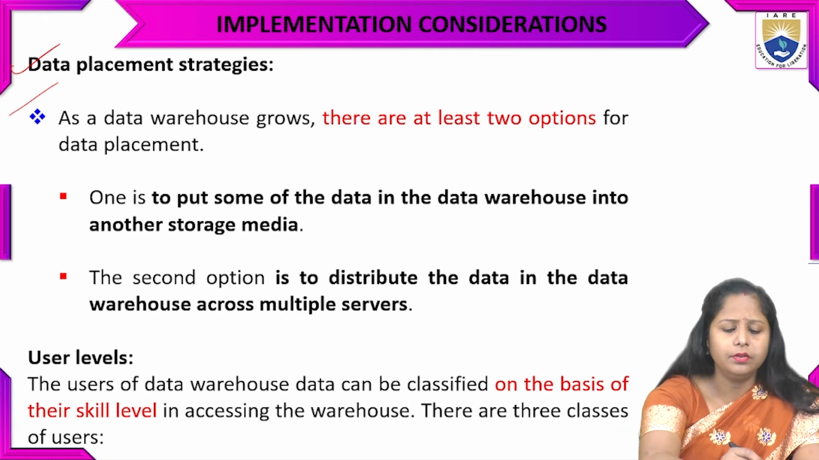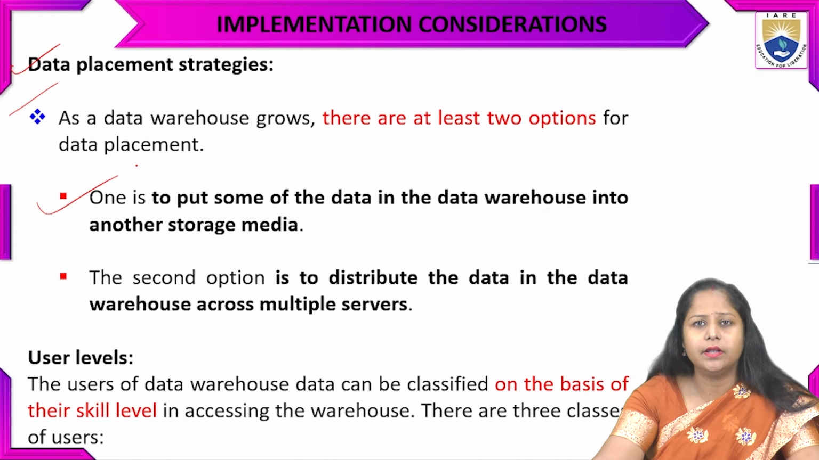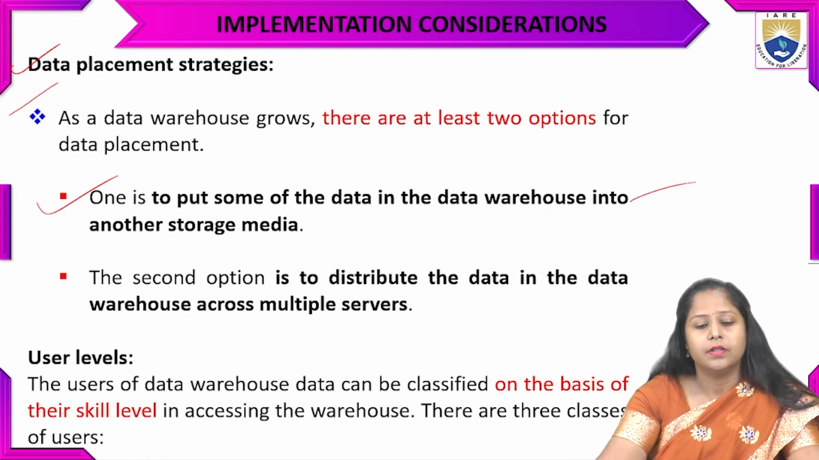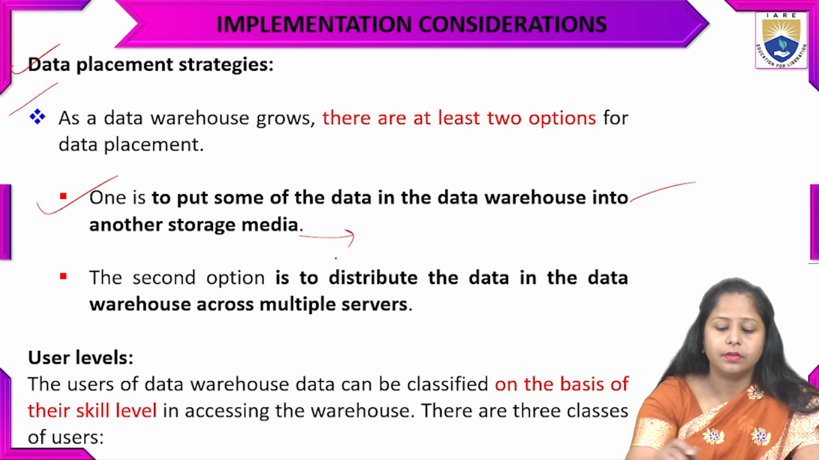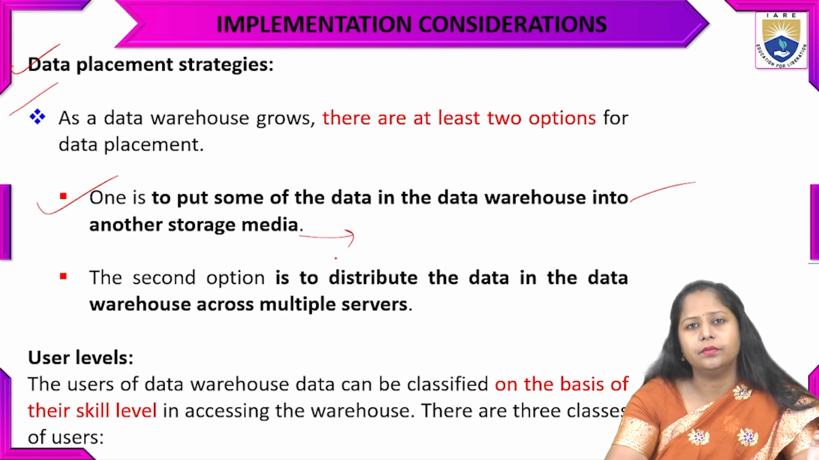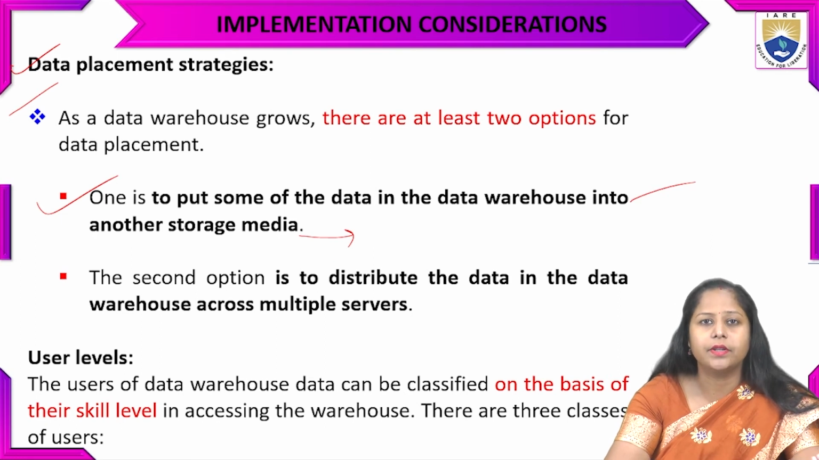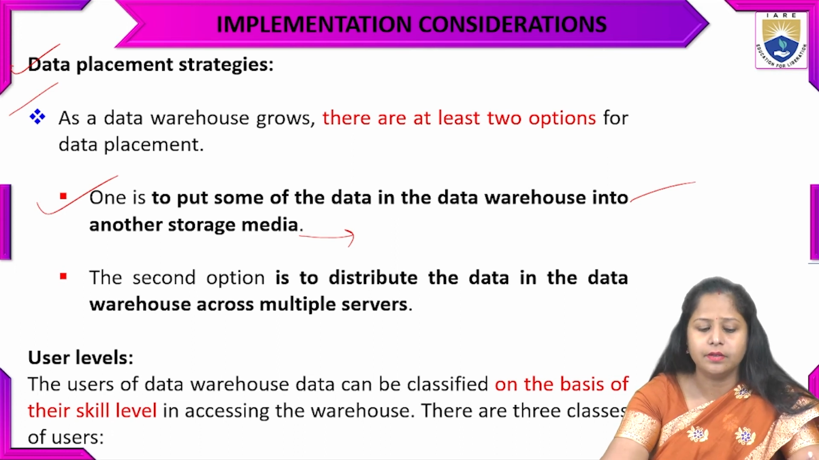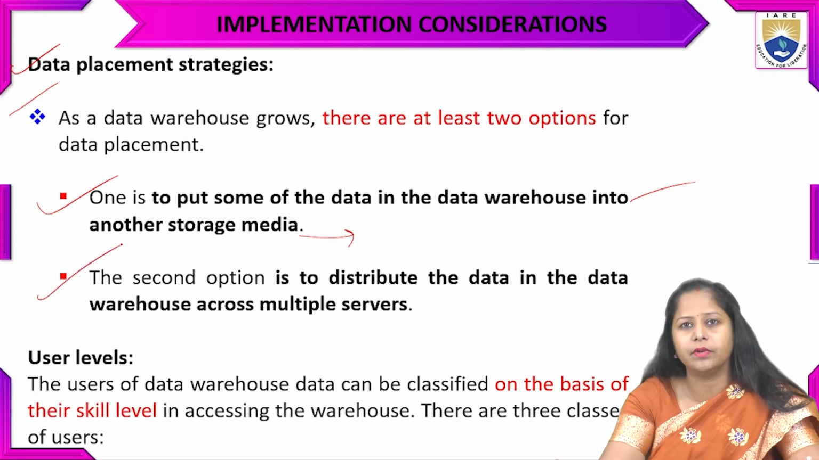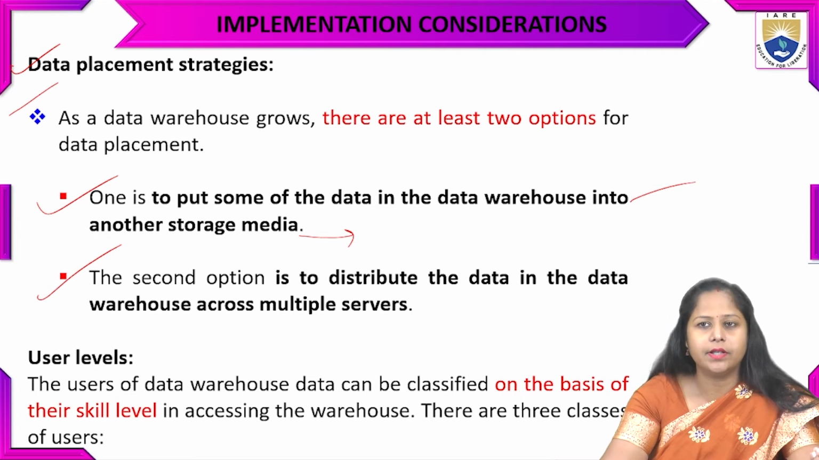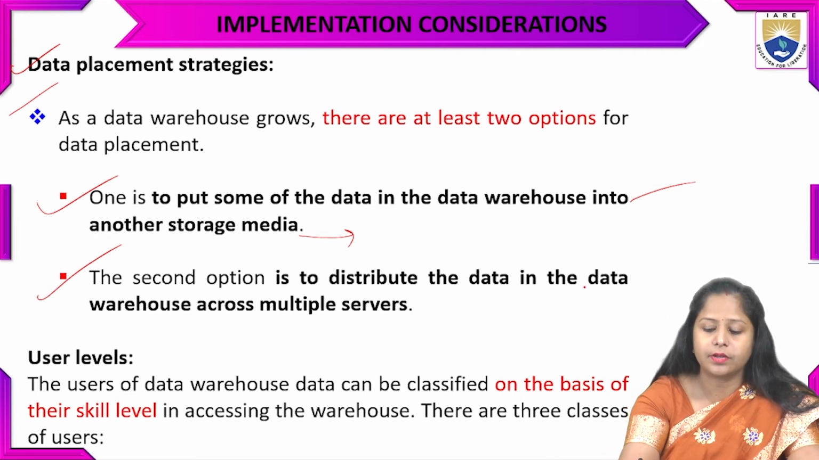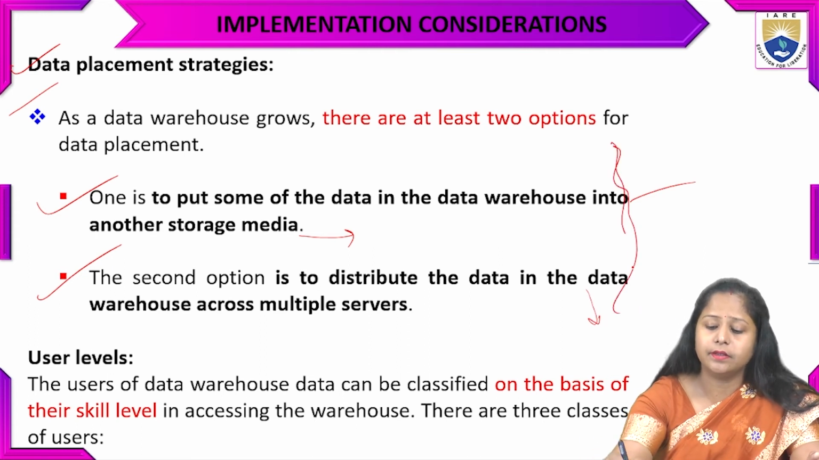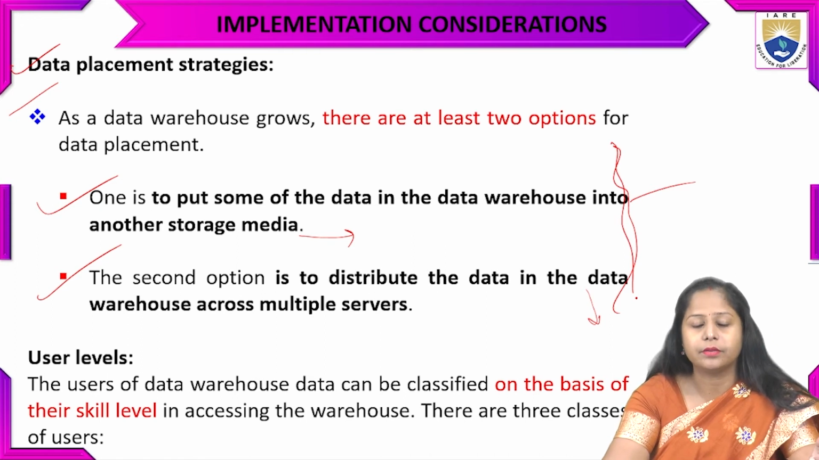The first option: we need to put some of the data warehouse data into another storage medium, so we can store it on different types of storage media, right? The second option is that we need to distribute the data warehouse data across multiple servers. So these are the two placements that can occur while we implement it.